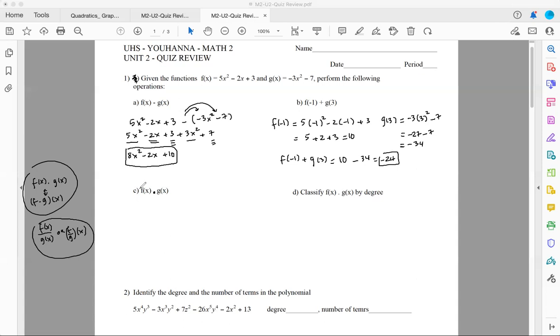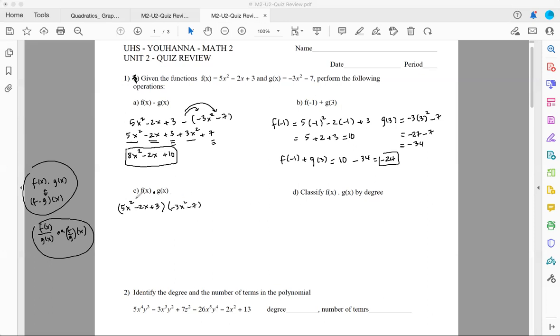So let's multiply f of x by g of x. F of x is 5x squared minus 2x plus 3. I want to multiply all that f of x, which is in parentheses, by g, which is negative 3x squared minus 7.